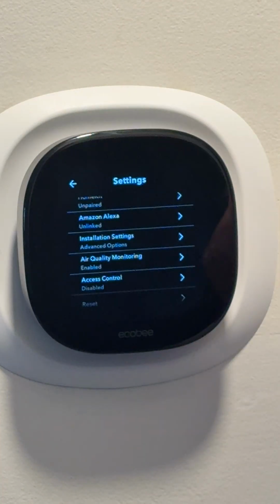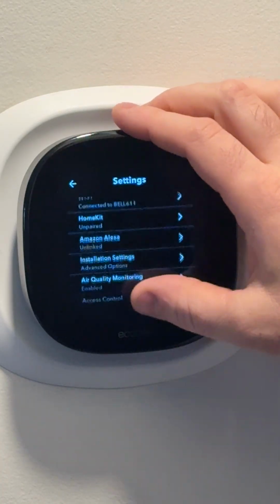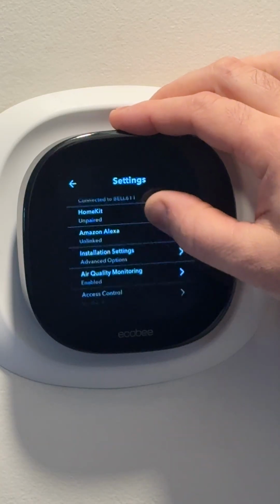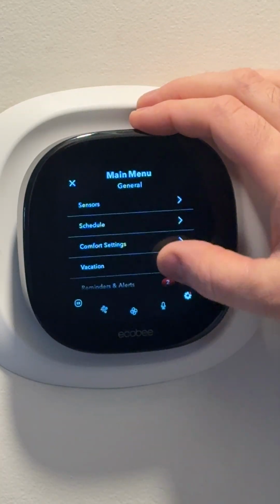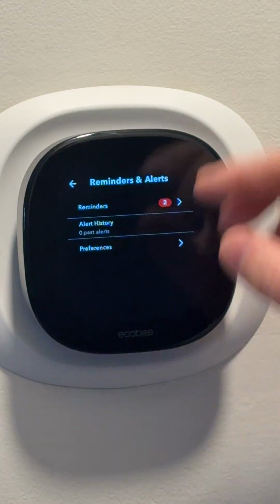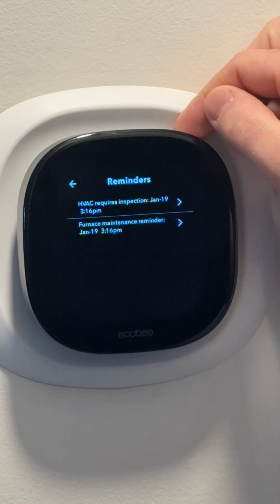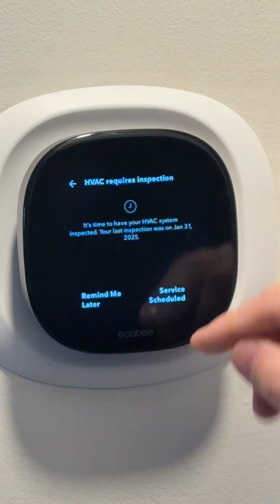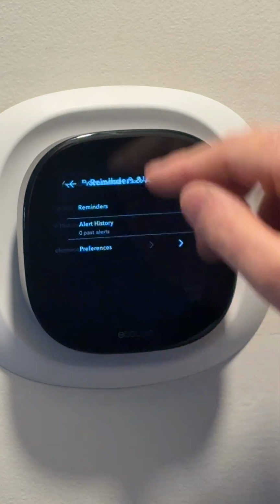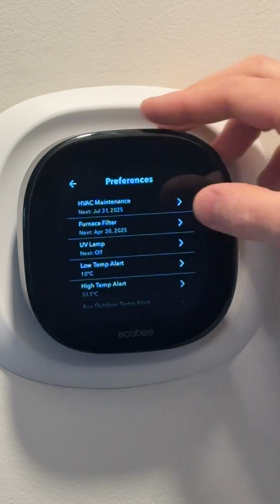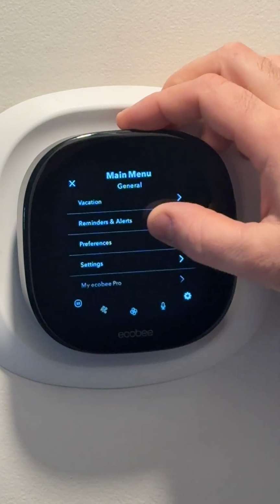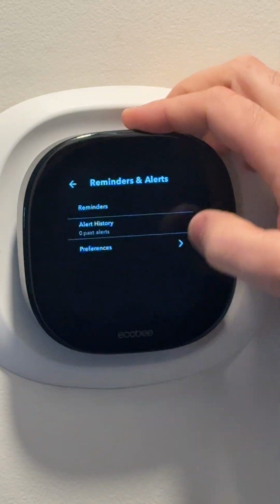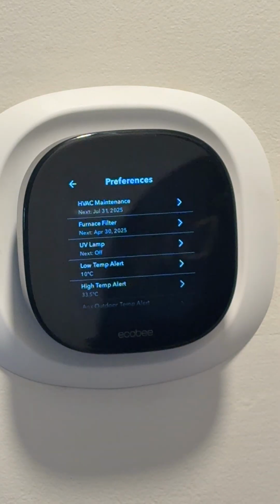The last thing we'll look at is preferences. Again, we're going to get some weird stuff with some alerts. So reverts and reminders. What are we reminding of? Oh, we need to do some inspections. We'll do that later. So to go back, you go to the main menu again. We want to go to reminders and alerts and preferences for that.